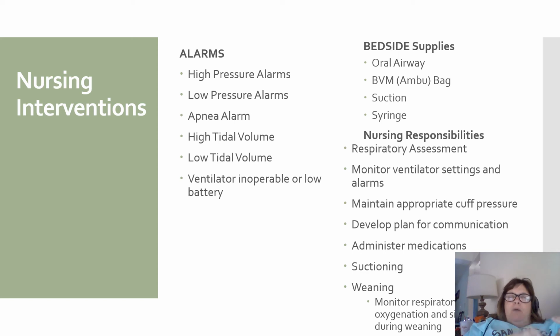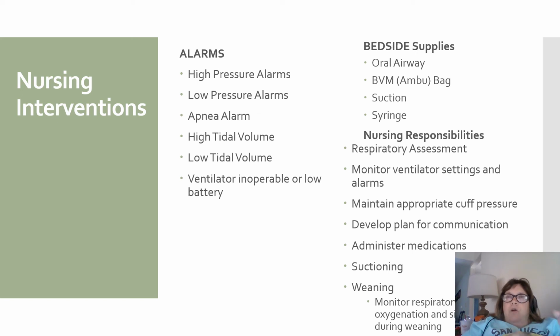But let's think about what causes high pressure. High pressure alarms are things like the patient biting on the ET tube, or it's kinked, or there's some kind of mucus in there. So my job with that is to suction the patient, or maybe medicate them if they're biting the tube, and talk to respiratory about putting in a bite block. Things like that for high pressure alarms.